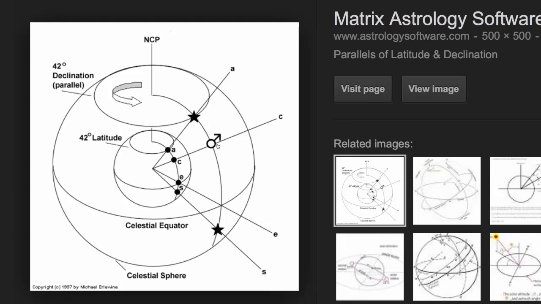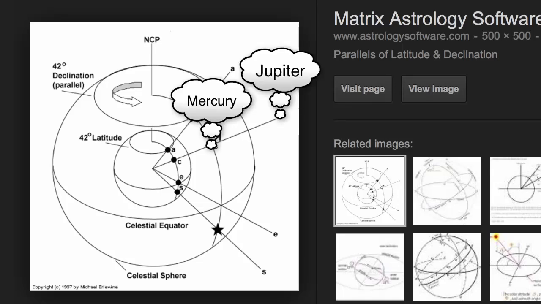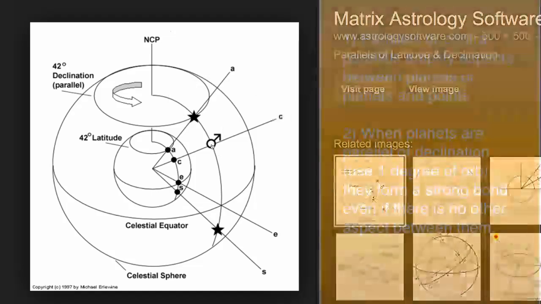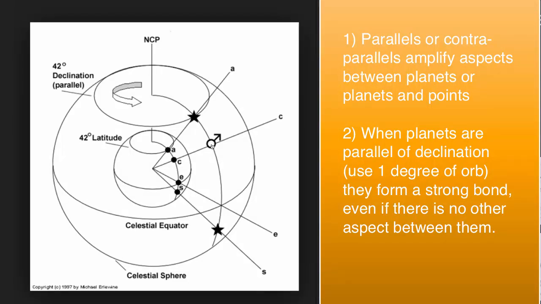When a planet has the same longitude line and latitude line of another, it's like a double whammy. You're not only parallel or contra-parallel, but conjunct by latitude as well. And this is an empowering position. So when planets are parallel, they augment the connection between the two planets, or the planets and the points.